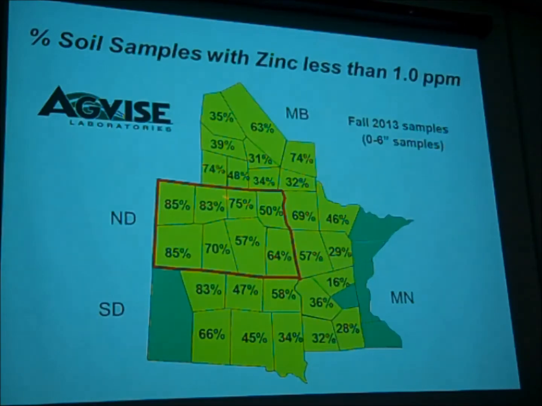One slide on zinc here. Percentage of samples testing less than 1 part per million, with zinc being probably the only micronutrient that's of much concern for us. I'd say about half of the samples, up to 75%, test less than 1, and that would just be an indication for you to maybe put some zinc in the starter.